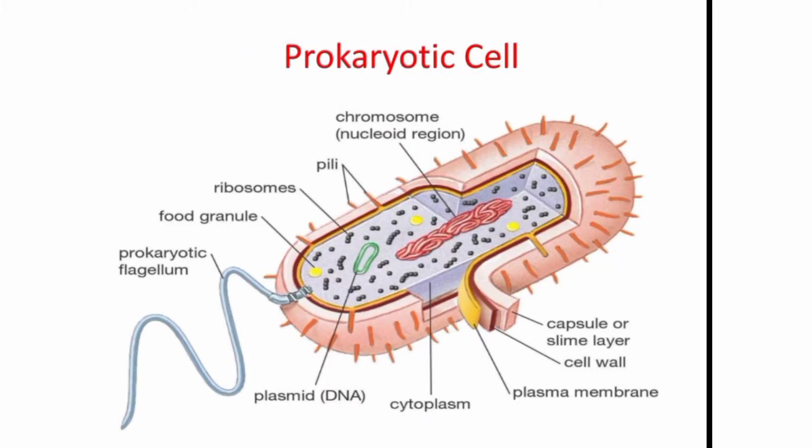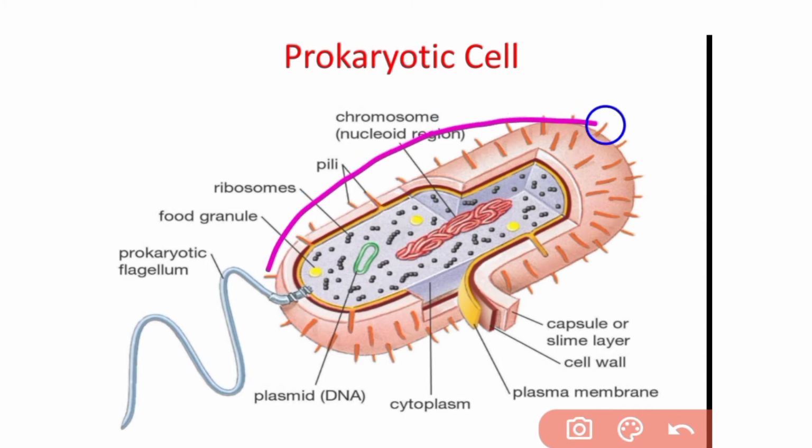Then coming to the prokaryotic cell, here you observe very carefully the prokaryotic cell structure. Here this is the prokaryotic cell, and this is the nucleus region. You can see here this is not called a nucleus, this is called a nucleoid, and here no nuclear envelope is present.